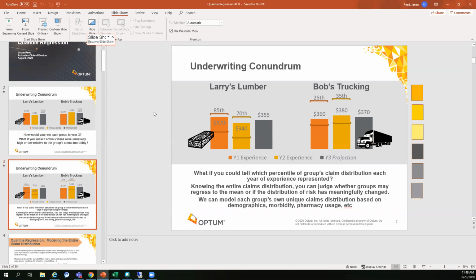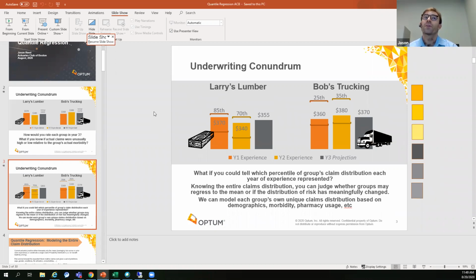We'll come back to the audience, but I do have a question that came in previously here. So the question is, how does quantile regression compare to more modern machine learning estimates like gradient boosting or neural networks, etc.? Yeah, that's a good question.